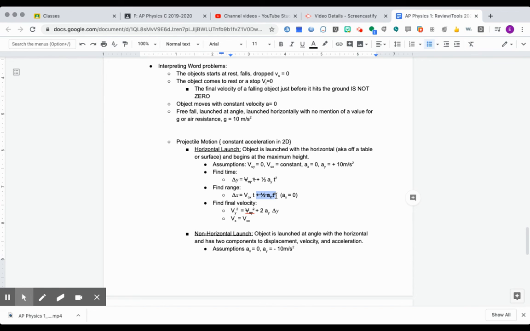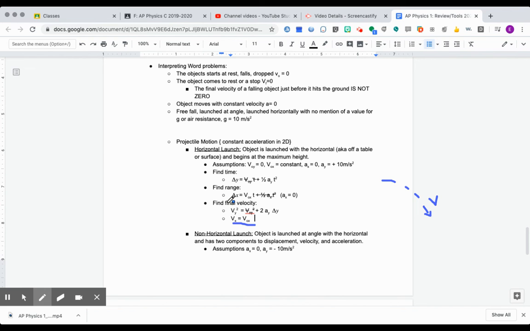To find the final velocity, if we were asked for it, we have to find both the x and the y components to the final velocity. Remember, it is not 0. So this vector here has both an x and a y component. To find the x component, we know that it must be constant. So the initial velocity in the x is the x component of the final velocity as well, because there is no acceleration in the x direction.